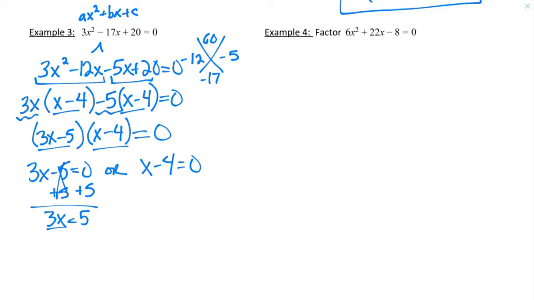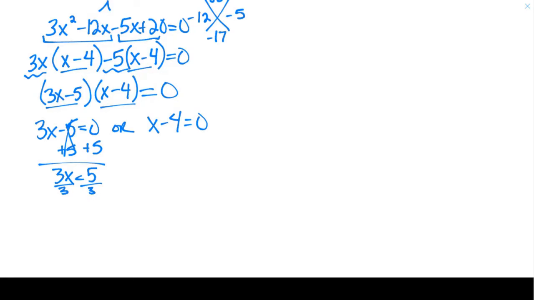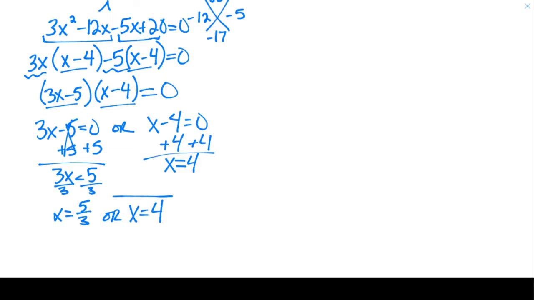So we have 3x equals 5, we divide by 3, and we come up with a solution there of x equals 5/3. Second one, much easier there. Just going to go ahead and add 4, and we get our second solution of x equals 4. So we know that x is equal to 5/3 or x is equal to 4. Those are our two solutions, and we are then done.